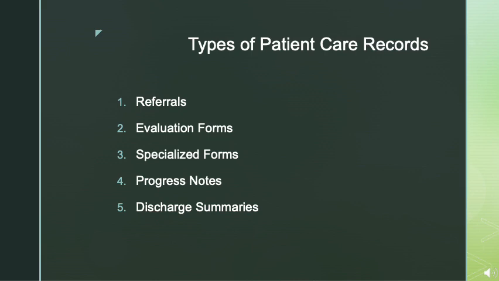Third, specialized forms. These are used for specific purposes such as detailed assessments, certifications, or condition-specific evaluations. For example, forms for neurological assessment or functional outcome measures. They allow more focused and detailed documentation when needed.